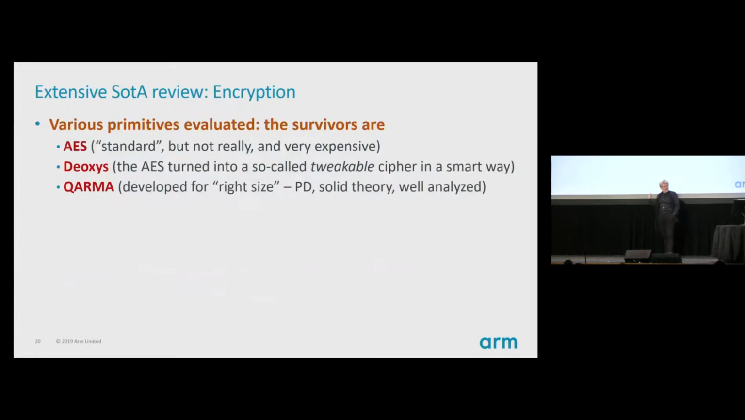OK. So our state-of-the-art review led us to select some potential primitives for these, which are the AES, of course, which is a standard. I claim it isn't really, because when this great cipher was designed, memory encryption and these types of applications were never in the scope. Then Deoxys, which is a version of AES turned into a tweakable block cipher. I don't have to define this because this was mentioned this morning as well.